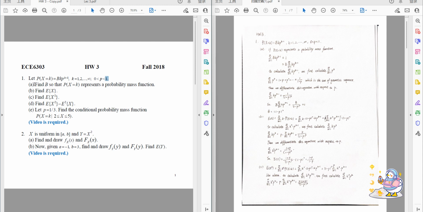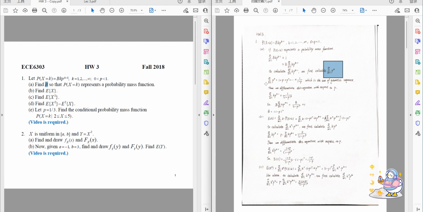The first subproblem is to find the b so that p represents a probability mass function. In this problem, the key property that p is a probability mass function is the sum of the mass function is 1. So we can get this equation, and to calculate this, we should first calculate the sum of p to k.